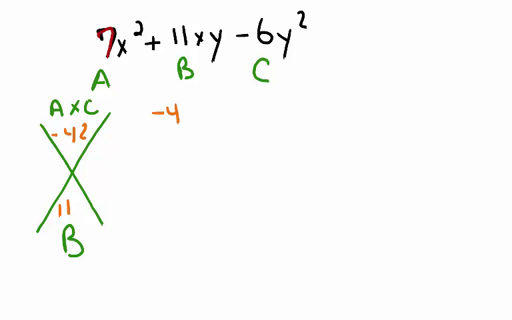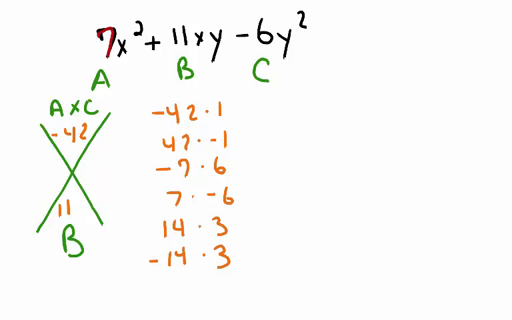We have negative 42 times 1, 42 times negative 1, negative 7 times 6, 7 times negative 6, 14 times 3, negative 14 times 3.